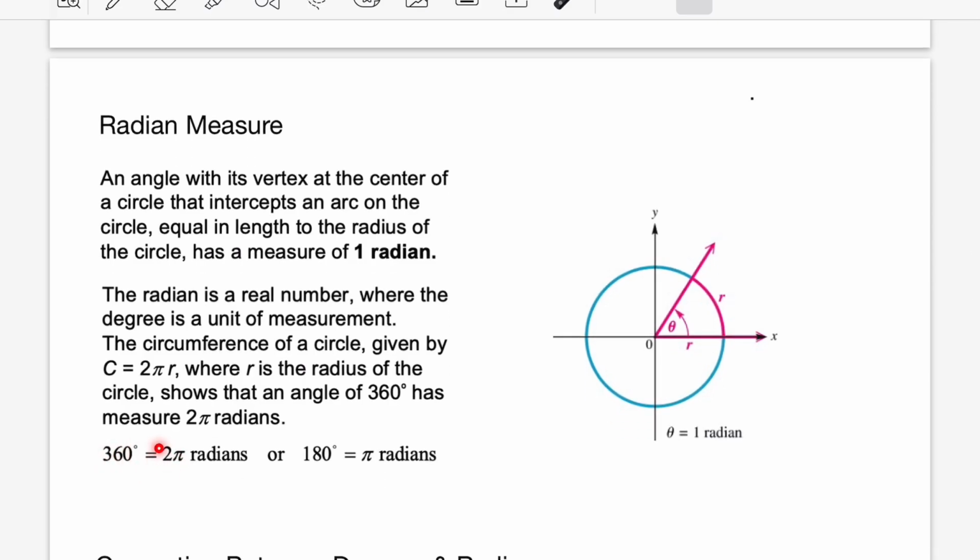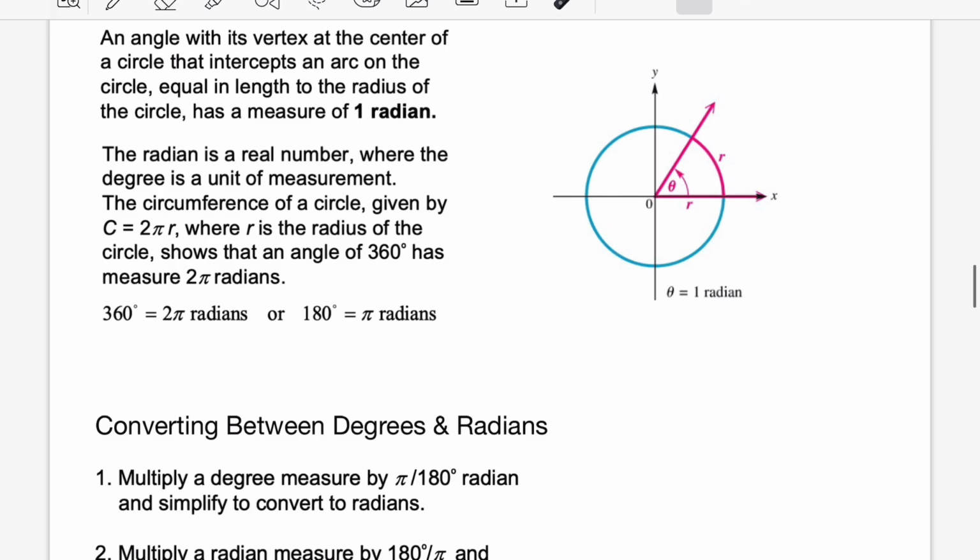So this tells us that 360 degrees is equal to 2 pi radians, or 180 degrees is equal to pi radians. Now something important to know is how to convert between degrees and radians. If we want to convert from degrees to radians, we'll multiply that degree measure by pi over 180 and simplify it. And then to convert from radians to degrees, we'll multiply by 180 over pi and simplify.